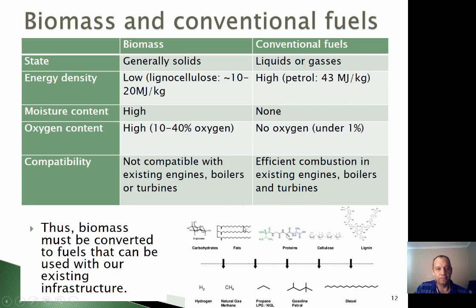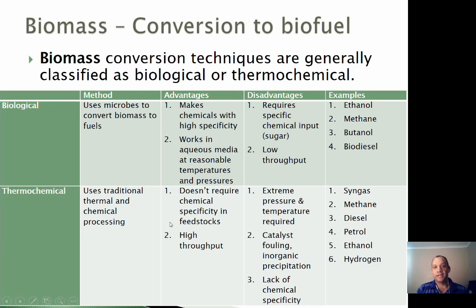So how do we convert biomass to a biofuel of choice? We have lots of conversion technologies. They are generally classified as either a biological conversion technology or a thermochemical conversion technology. Biological means that the conversion technology itself uses a microbe to convert the biomass to a fuel. The advantage with that is that it makes a chemical with a high specificity. It works in aqueous media, and reasonable temperatures and pressures are involved, which keeps costs down.